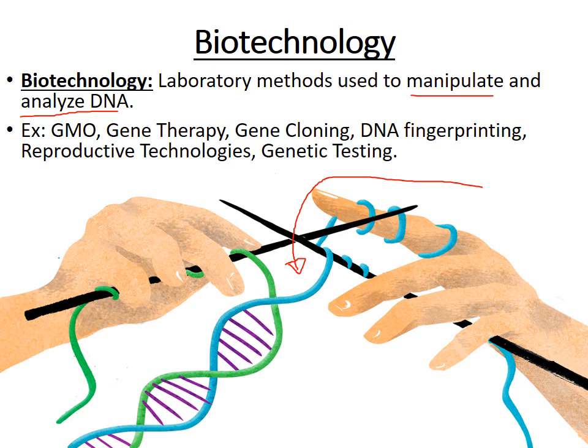So we've come to such an understanding of DNA and genetics that we can actually start to manipulate and, let's say, play with it. And there's so many different applications that can result from this type of power or knowledge. The examples of biotechnology that we're going to study in this video are GMOs, gene therapy, gene cloning, something called DNA fingerprinting, just briefly, reproductive technologies, which you've already seen, and then genetic testing, which we've seen as well. I won't go into too much detail on the stuff that we've seen.